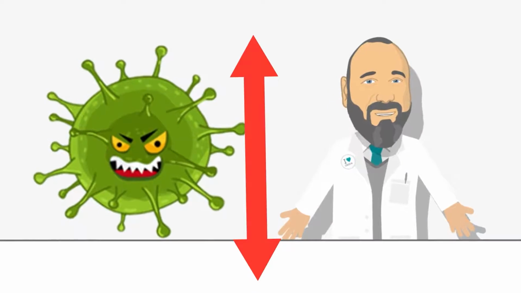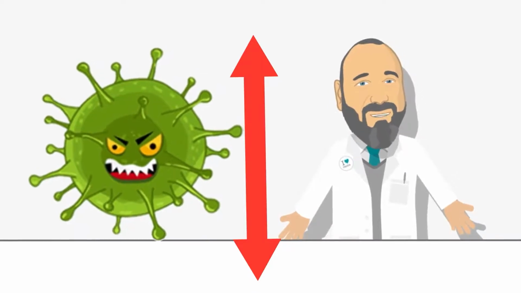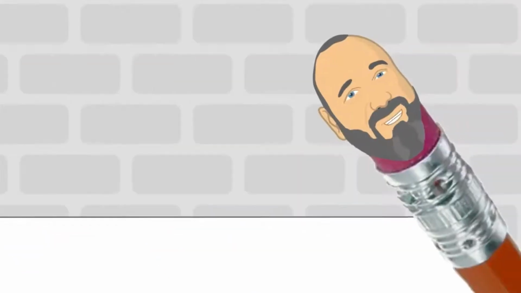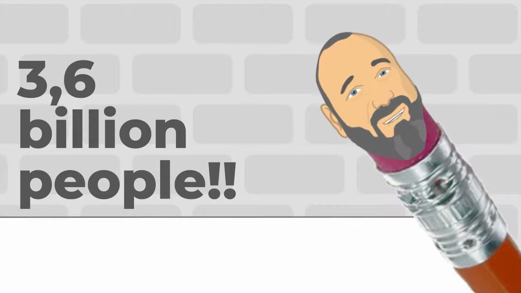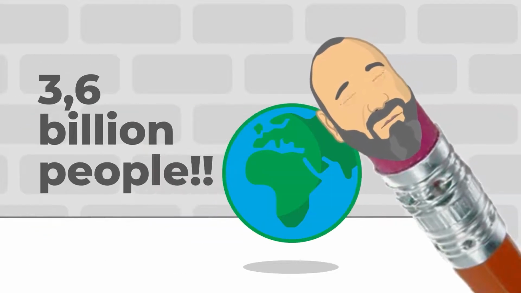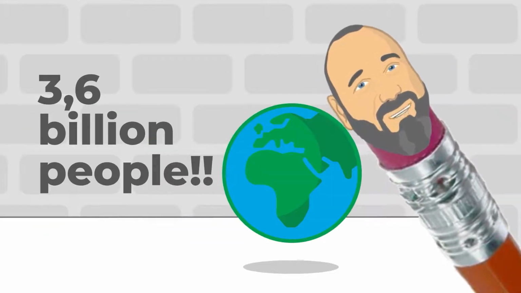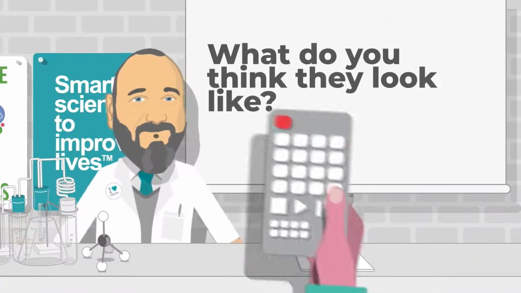Imagine if a person was the size of a virus. How many people do you think you would be able to fit on the end of a pencil rubber? It's about 3.6 billion people. That's about half the world's population on the end of a pencil rubber. That's how small viruses are. But what do you think they look like?